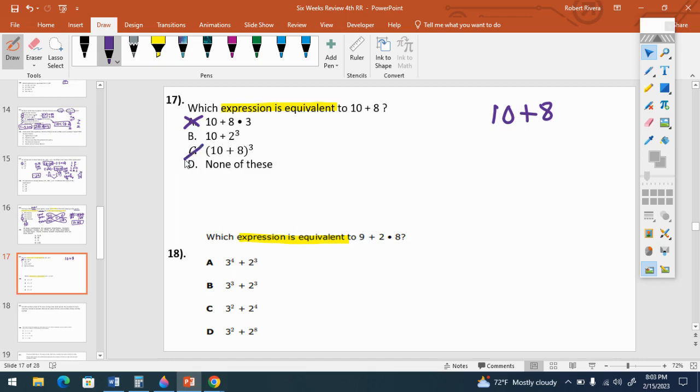So I'm going to go 144 divided by 16. Don't guess. Just do your math. 144 divided by 16. Boom, 9. There we go.